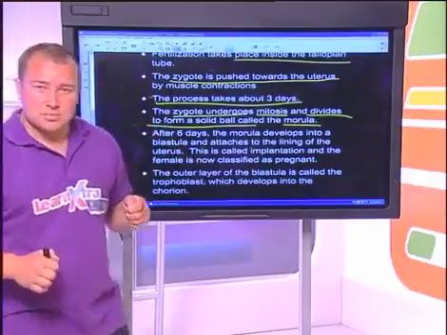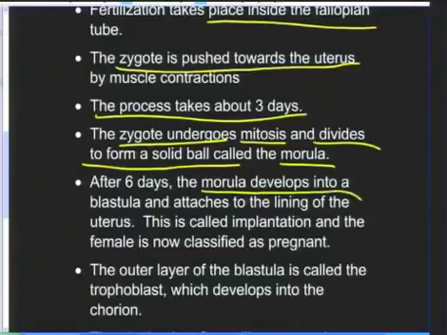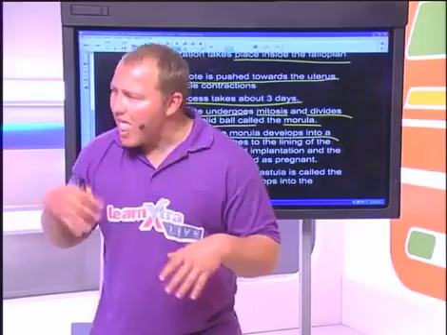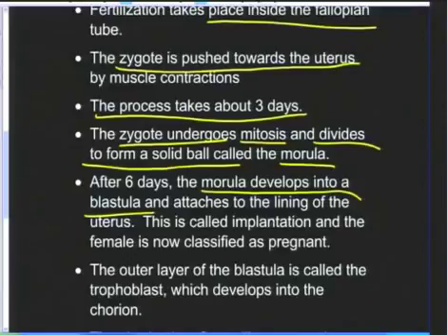Then, after 6 days, the morula develops into a blastula. Blastula. So it becomes a blastula and attaches to the lining of the uterus. It attaches itself to the lining. The minute it plants itself in the uterus wall, that's when she's pregnant.